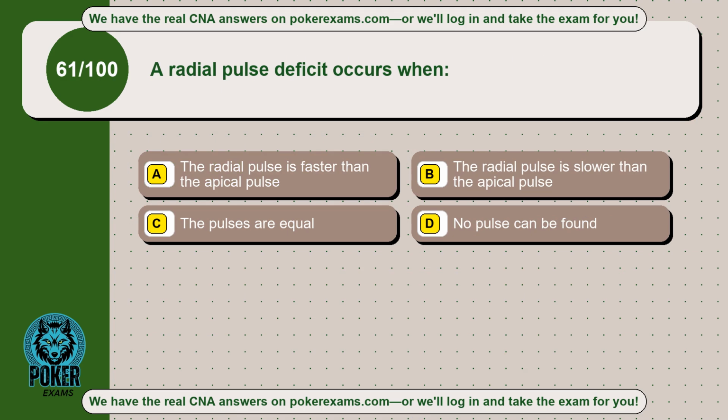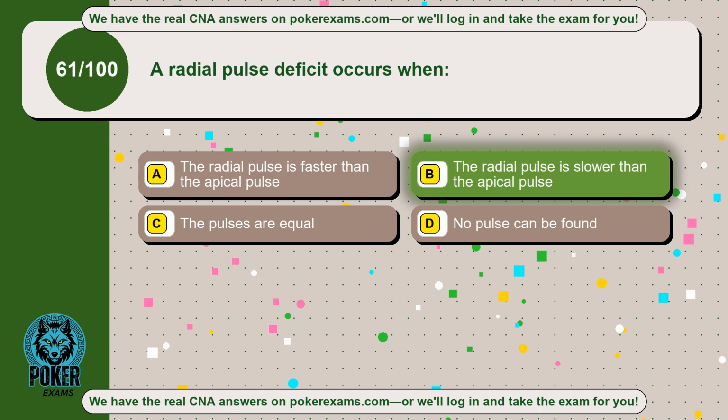Question 61. A radial pulse deficit occurs when? Option A, the radial pulse is faster than the apical pulse. Option B, the radial pulse is slower than the apical pulse. Option C, the pulses are equal. Option D, no pulse can be found. The correct answer is option B.